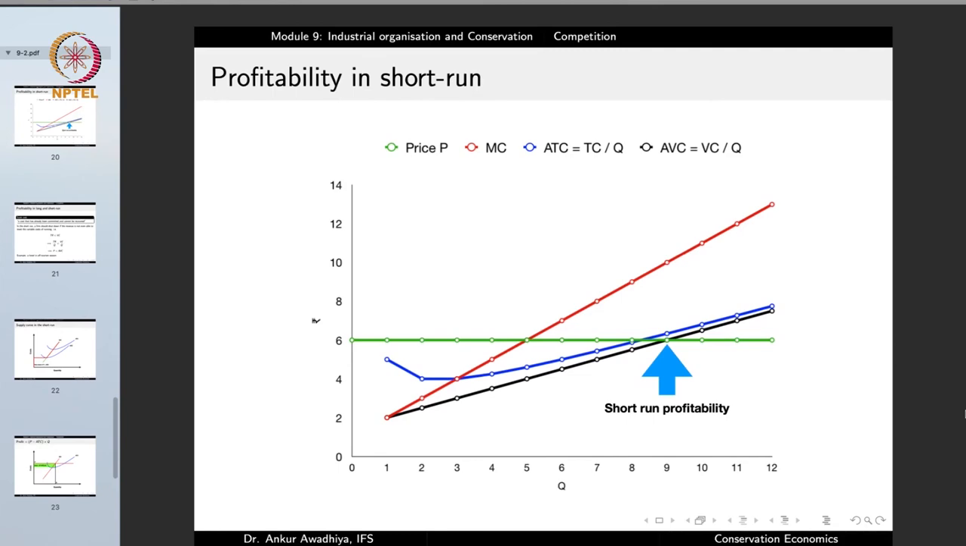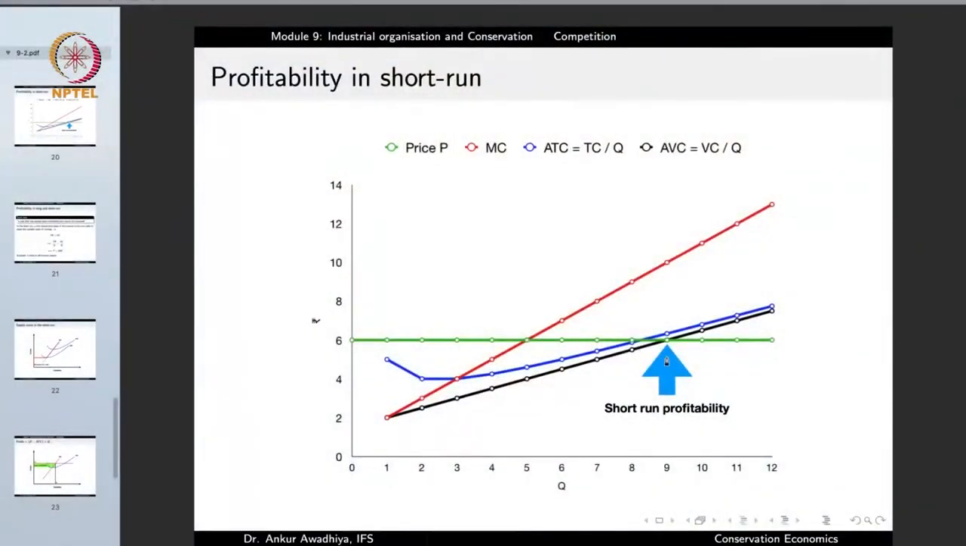Now this is because the firm will ask the question: if the total costs are not being met, are we at least able to meet the variable cost, the cost of maintenance of the firm? Now that is the variable cost.